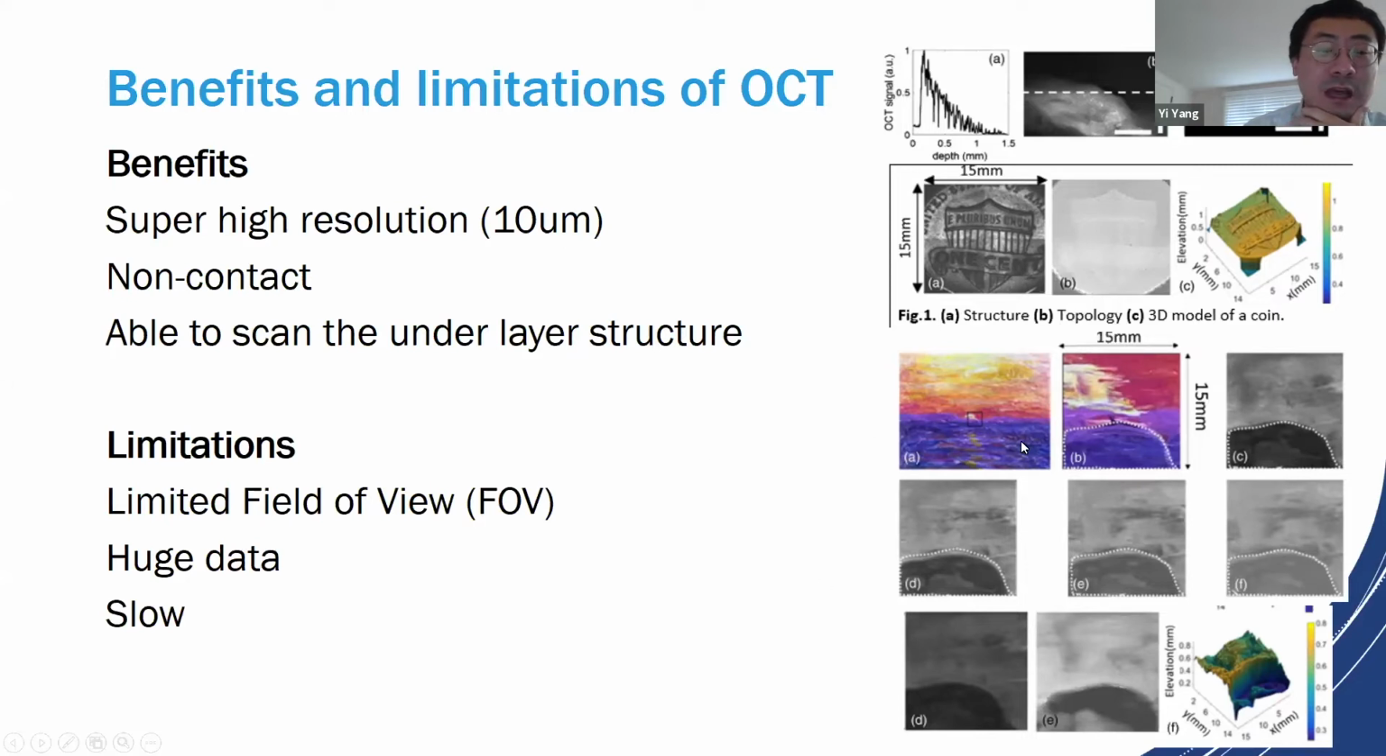However, the system we built had severe limitations. The most important one is a limited field of view, because the system we used was really designed for imaging an eye retina.